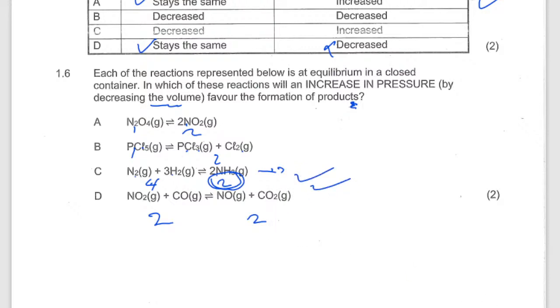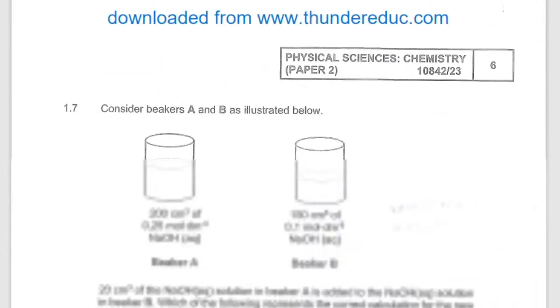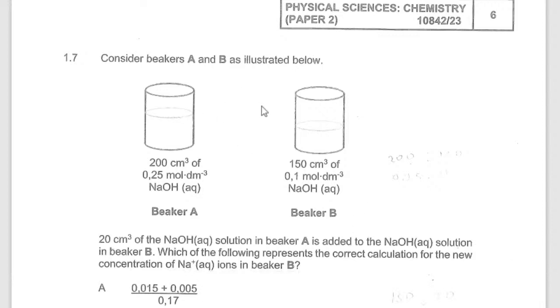Then you go to number 7. The container with A and B is illustrated below. In this case, you have to look at 20 cubic centimeters of sodium hydroxide solution in the beaker being added to a sodium hydroxide solution in beaker 2. Which of the following represents the correct calculation for the new concentration of sodium ions? They are looking for sodium ions in the beaker.